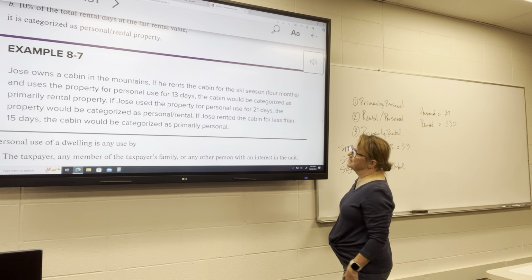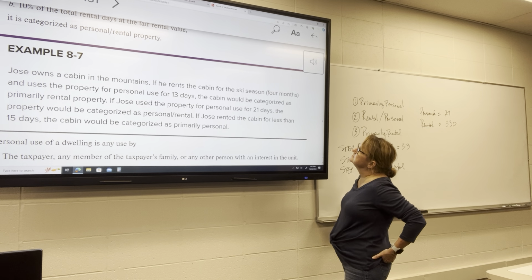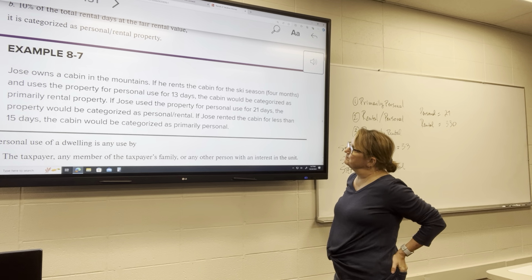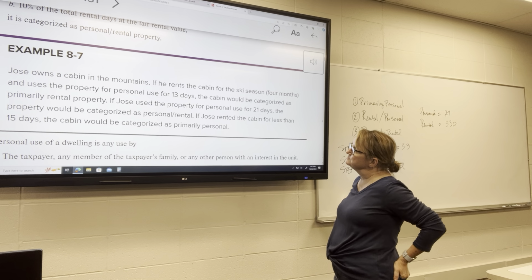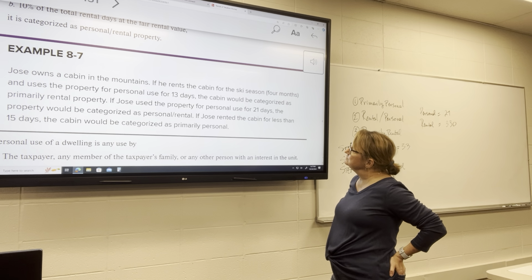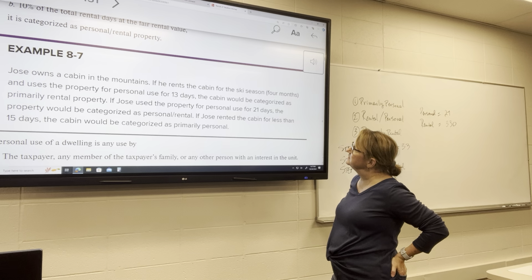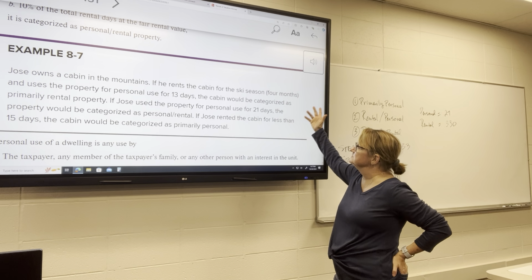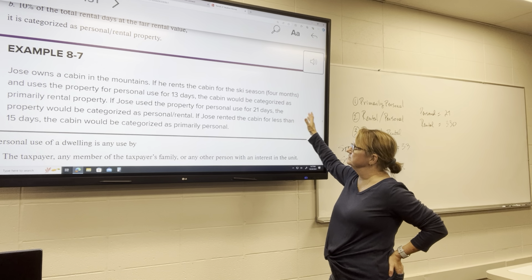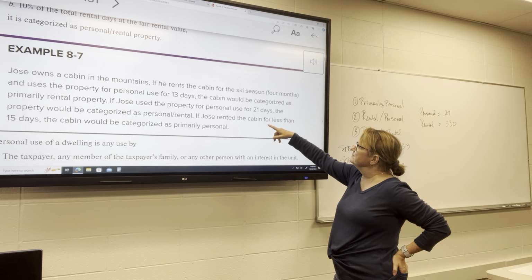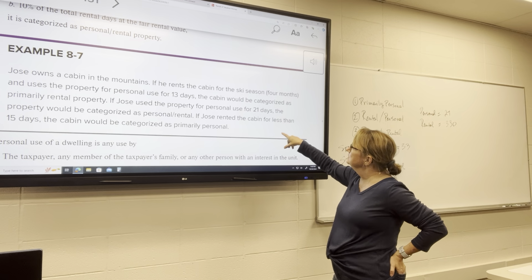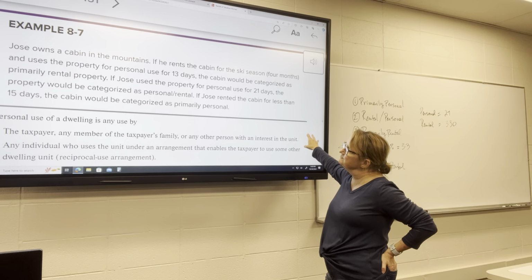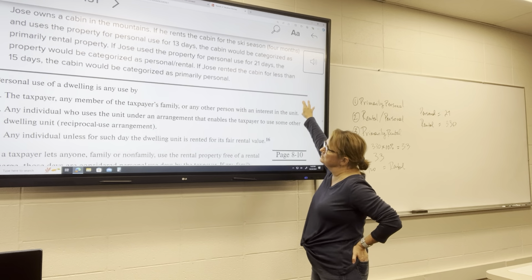So we've got Jose, who owns a cabin in the mountains, rents the cabin for ski season, and uses the property for personal use for 13 days. The cabin would be categorized as primarily rental property, because he's renting it for 4 months, which is obviously more than 15 days. If he used the property for personal use for 21 days, it would be categorized as personal/rental. If he rented the cabin for less than 15 days, it would be categorized as primarily personal.